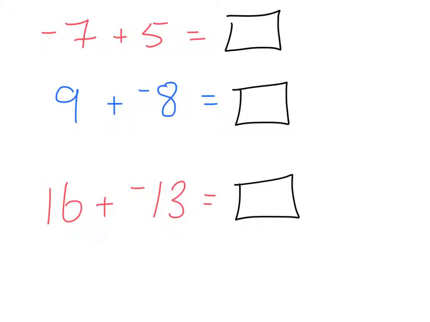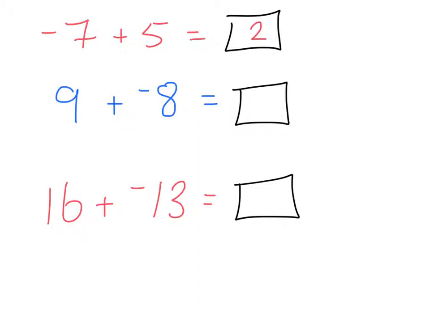So let's try a couple of these problems. Let's look at the first one. We have negative 7 plus 5. Remember, our first step, we're supposed to find the difference between the 2 numbers. We have 7 and we have 5. So 7 minus 5 is equal to 2. So we know it's at least going to be 2.